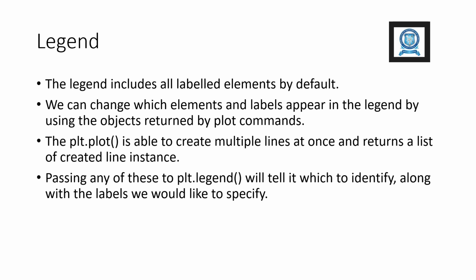We can change which elements and labels appear in the legend by using the objects returned by plot commands. The plt.plot() is able to create multiple lines at once and returns a list of created line instances. Passing any of these to plt.legend() will tell it which to identify, along with the labels we would like to specify.